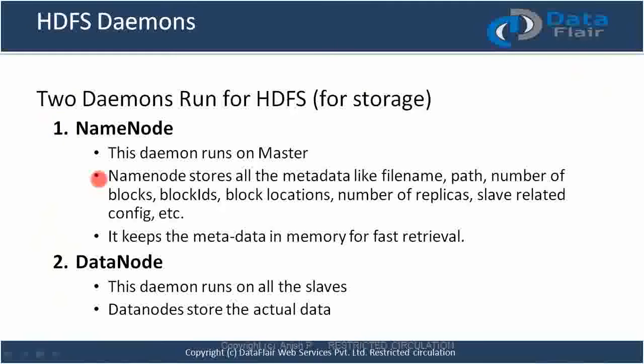Now guys, please note down what exactly is stored on the master or NameNode. NameNode stores the metadata like file name, file path, number of blocks, block IDs, block locations, number of replicas, slave related configurations, etc. Your NameNode stores all this metadata.